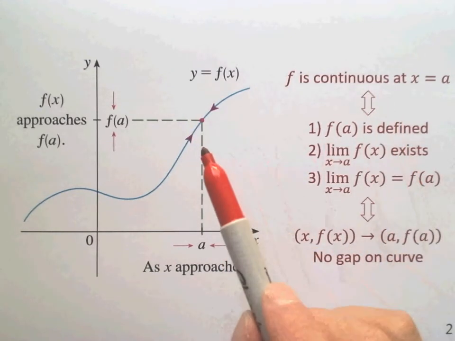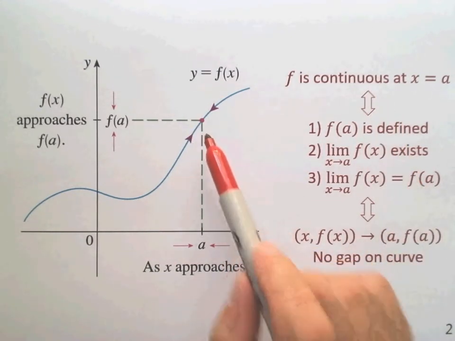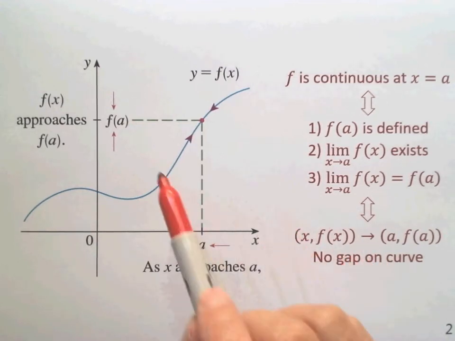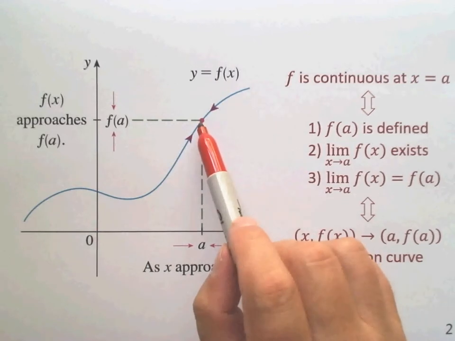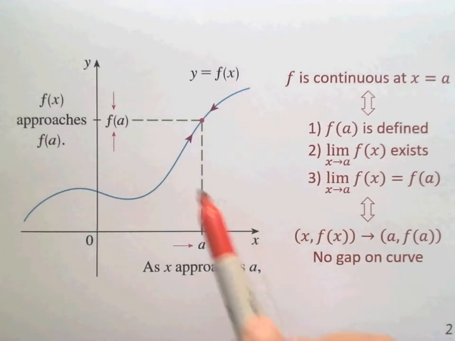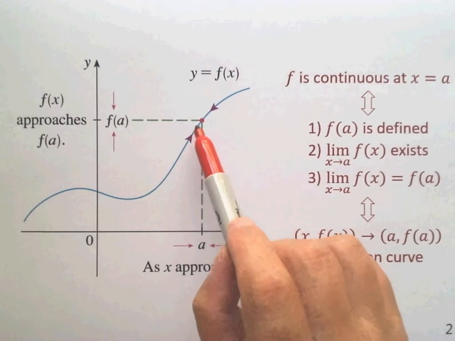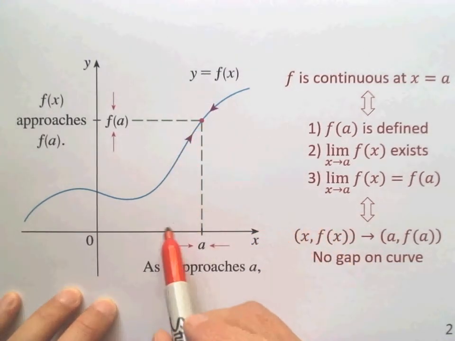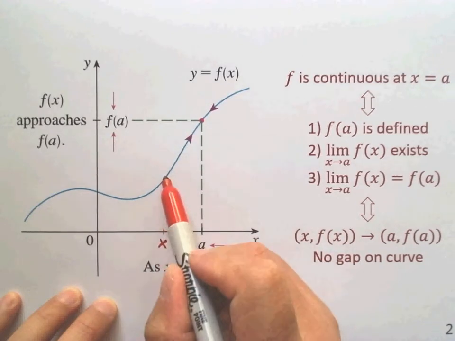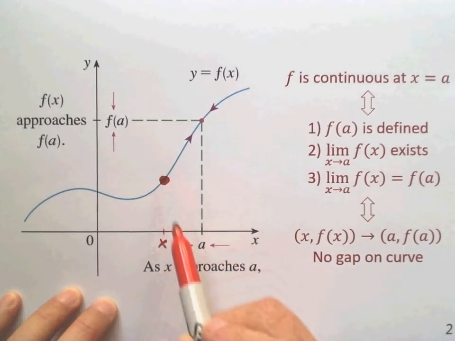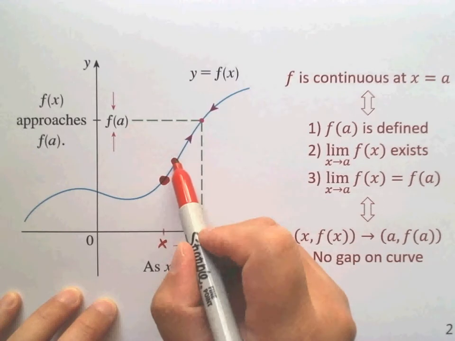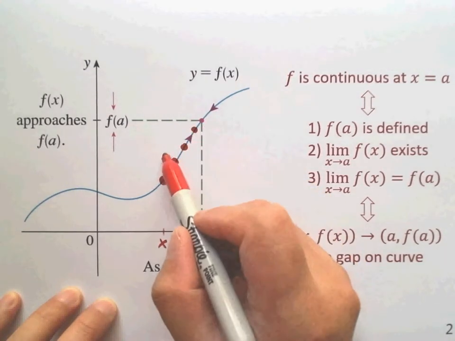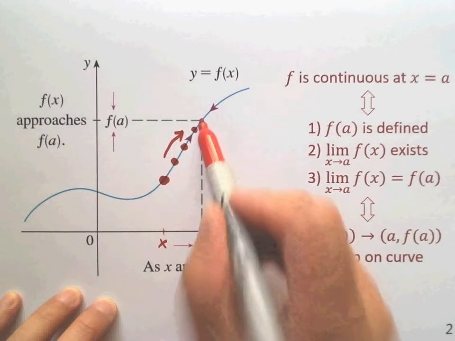What is the real geometric meaning? It says the points on the graph approach this point, or we say there is no gap on the curve, because the other points approach this point. Let's look at it. If I pick x here, the point is here. If x approaches a, the point gets closer and closer to this point. That means this point approaches this point from the left side.